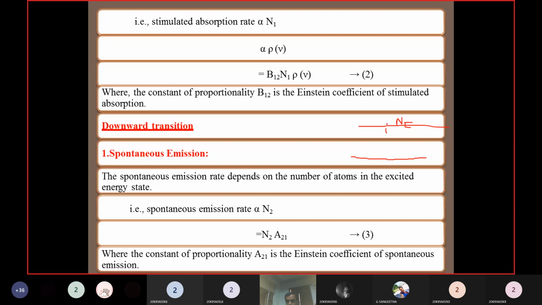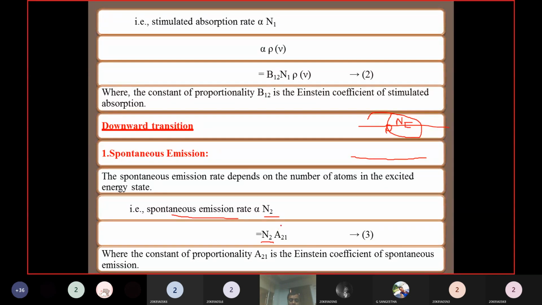Suppose only one electron is there, then the rate of transition will be less. Suppose 10 electrons are there in the N2 level, then the rate of transition is high. That's why the rate of the emission process depends on the number of electrons in the excited state. So the rate of spontaneous emission is proportional to N2.